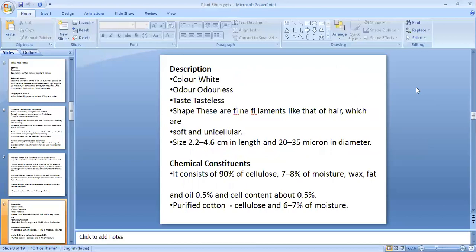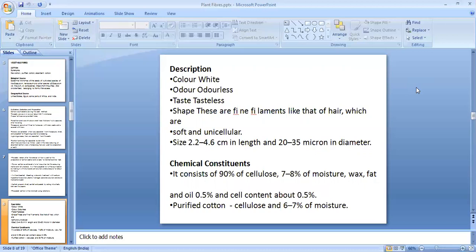And next we'll see the description, that is, morphologically it is white in color, odorless and tasteless. And in shape, they are like fine filaments like that of hair, and they are soft and unicellular in nature. And the size of the absorbent cotton fibers is about 2.2 to 4.6 centimeters in length and 20 to 35 microns in diameter.